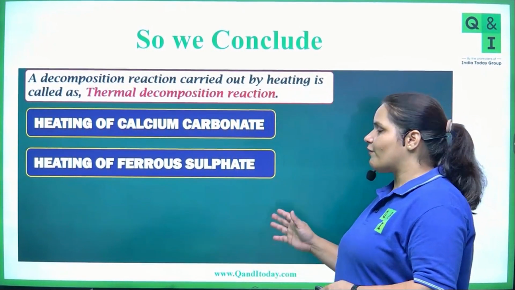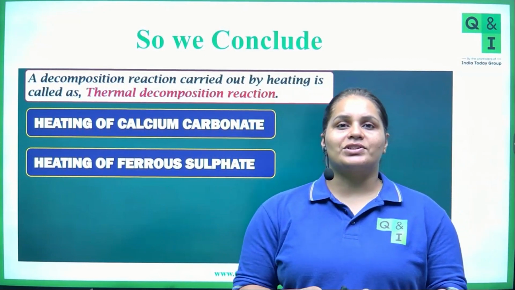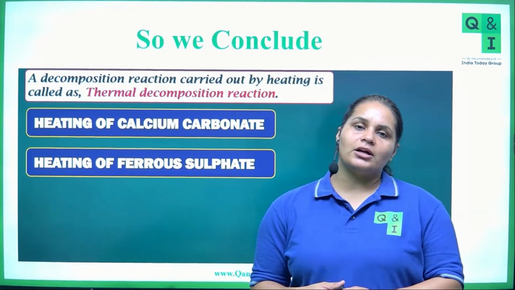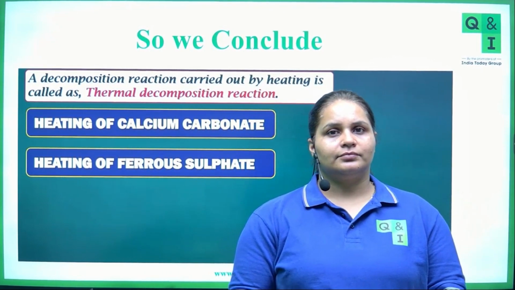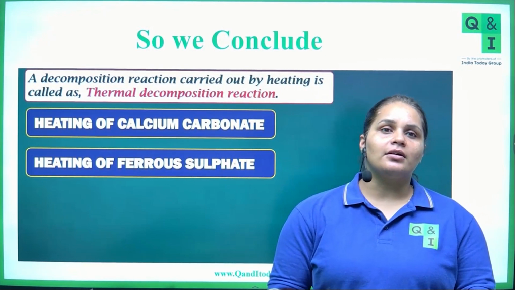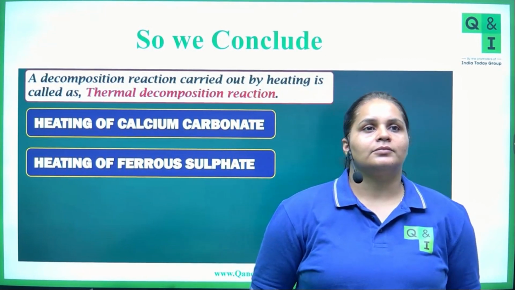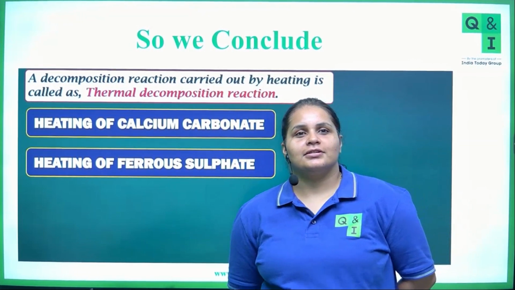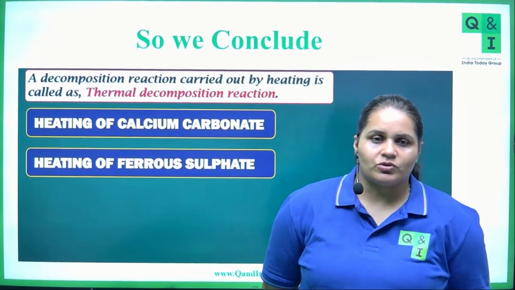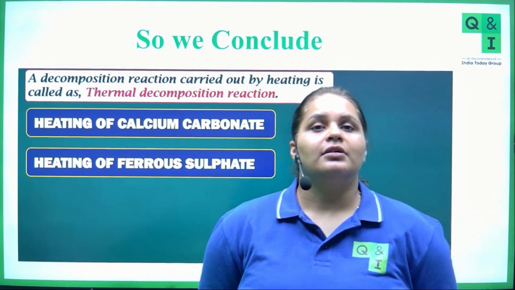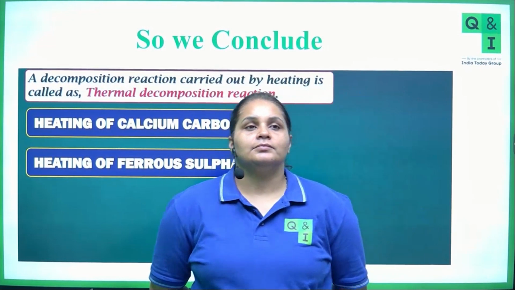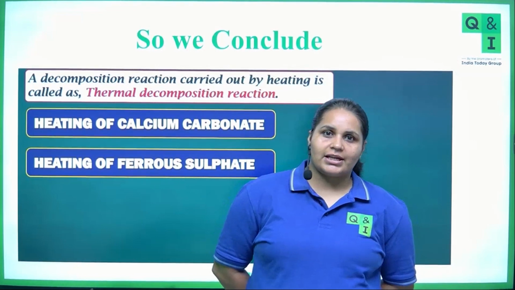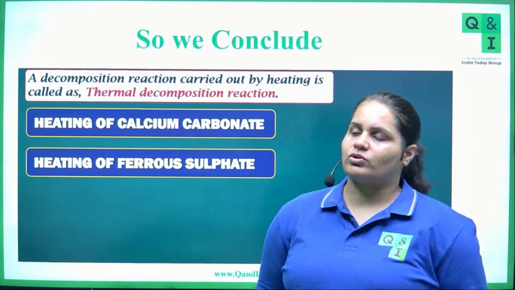Okay, the next one is heating of ferrous sulfate. So what's the color of the ferrous sulfate crystal? Green. And what is the formula? FeSO4.7H2O. So these 7H2O molecules are called water of crystallization, and FeSO4.7H2O is called green vitriol.